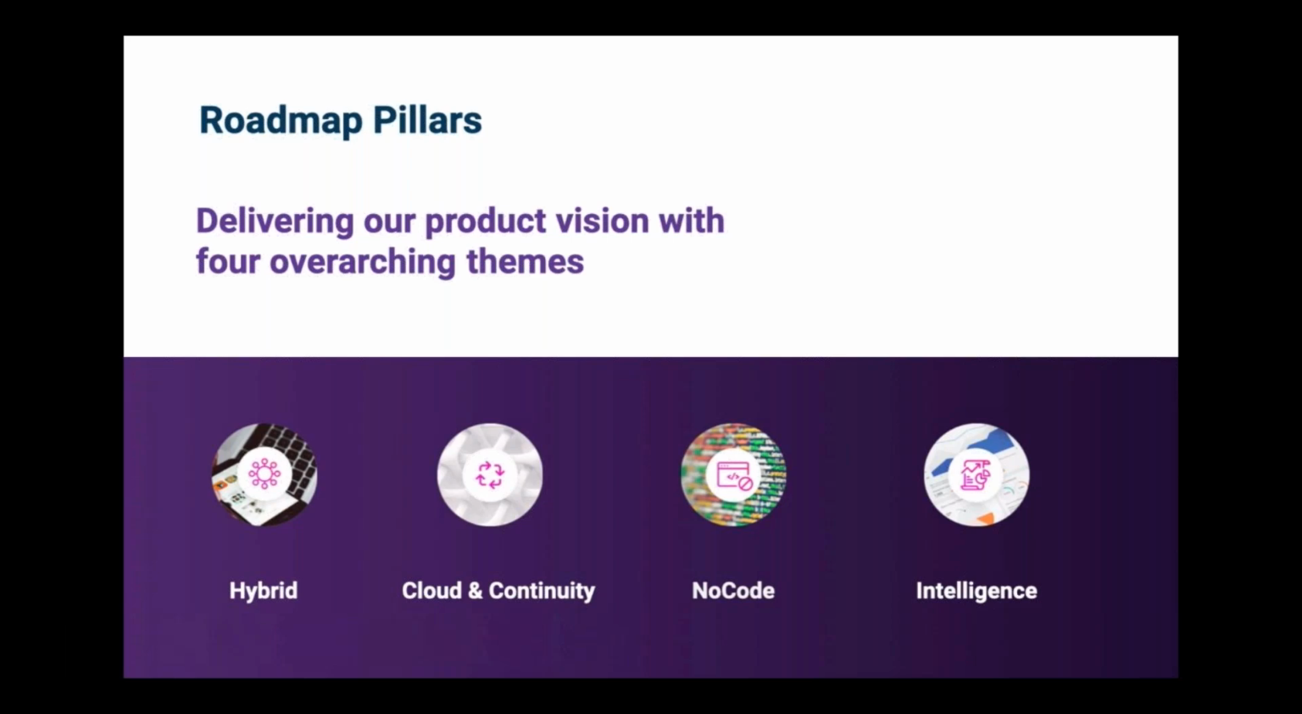A little recap for those who are not familiar with our product vision. We deliver on our product vision with 4 overarching themes, right? So hybrid, cloud and continuity, no code, and intelligence. And I'm not going to go into more detail. If you want to check out our product vision, just reach out to me and I'll get you a copy.